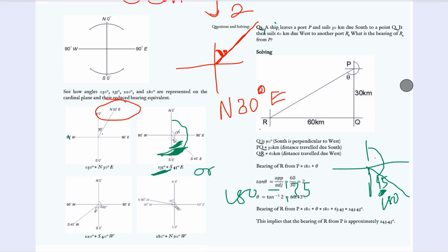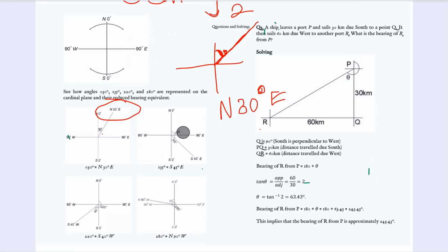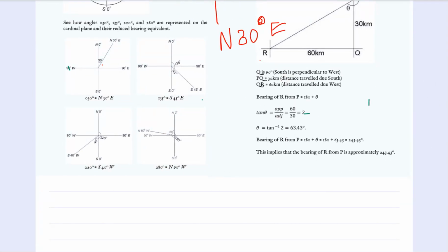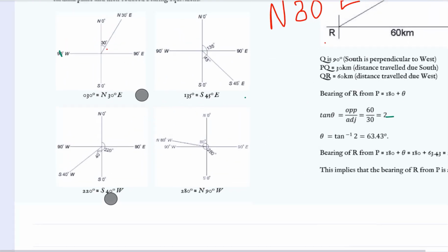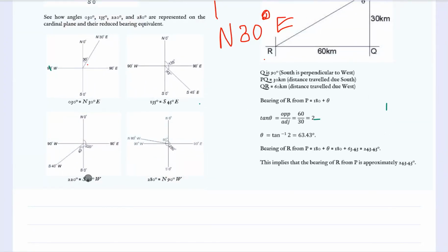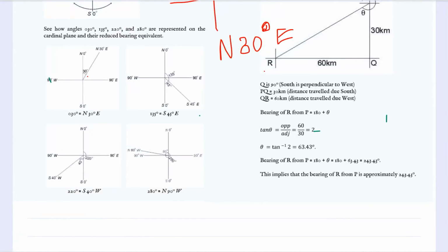All right, so now if you look at the next one, we've been able to understand the second example too, where we said it is what? South 45 degrees east. Now let's look at the next one. I'm sure you can answer this one. Look at this example. It is coming from here to here. Now they say the angle is what? Angle 220 degrees.